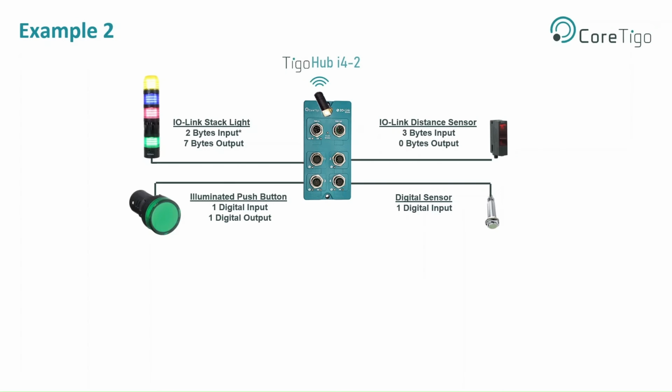Next, we are going to do one more example using the following hardware. There's a stack light on port 1, which has 7 bytes of outputs and 2 bytes of inputs. We'll talk about why there's an asterisk next to those inputs later.